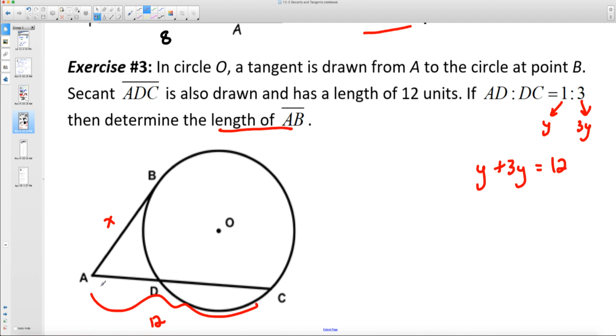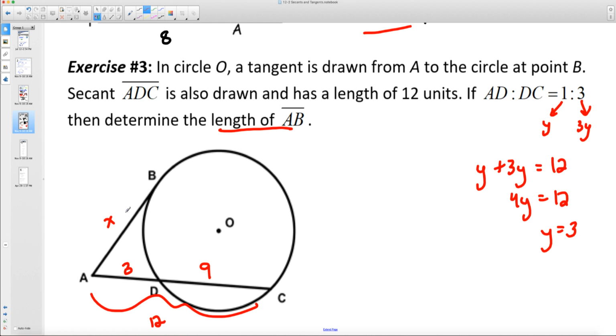So I could say 1y plus 3y has to equal 12. The whole thing is 12. It's in a ratio of 1 to 3. So 4y equals 12. y equals 3. So that means that this is 3 and this is 9. That makes it a 1 to 3 ratio. 3 over 9 is 1 over 3. So it's in a 1 to 3 ratio.